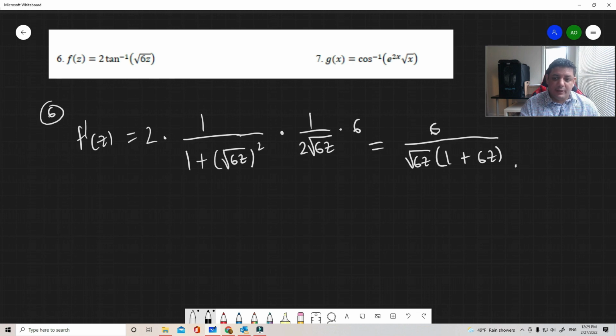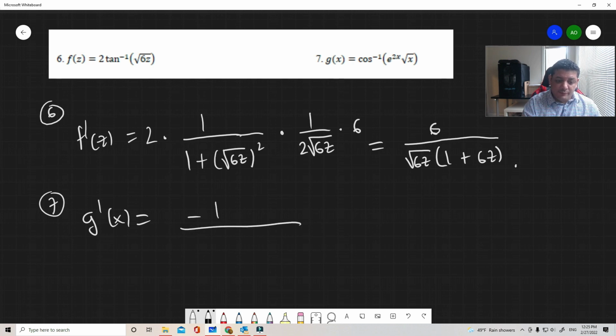All right. Now sometimes you're going to have things like the product rule or the quotient rule inside of the inverse trigonometric function. And the way that that's going to affect everything is that that's going to appear in your chain rule. So that's the example here for g. So g of x is cosine to the minus 1 of e to the 2x times square root of x. In this case, because we have cosine to the minus 1, we have minus 1 over the square root of 1 minus whatever is inside, squared.